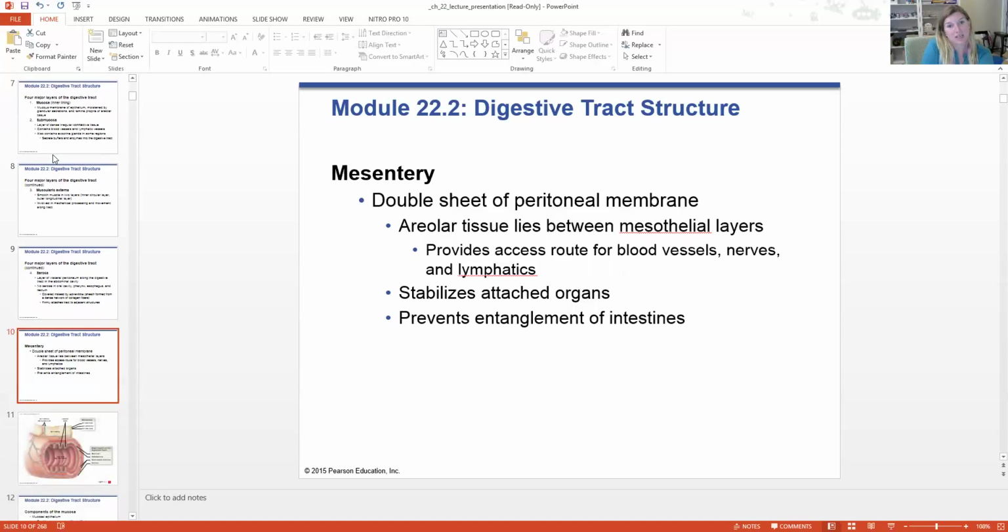There's also the mesentery. Mesentery is formed by a double layer. It's kind of like an invagination of the peritoneal membrane. It kind of folds in. It's made of areolar connective tissue, and this is basically a net, if you will. It kind of acts like a spider web net to hold all the organs in place, and it also prevents the intestines from getting tangled up and twisted on each other.